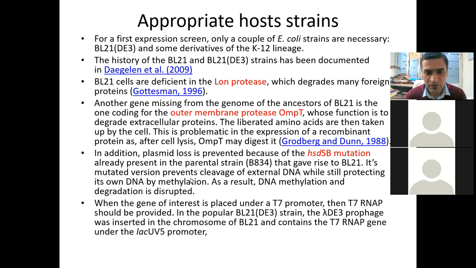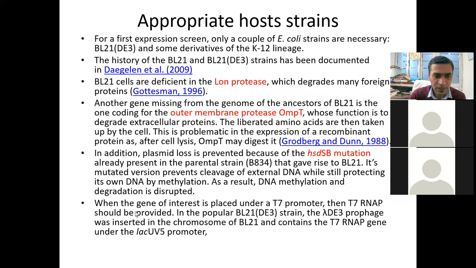It is a mutated version. Its mutated version prevents cleavage of the external DNA while still protecting its own DNA by methylation. So although this mutation prevents the degradation, or the enzymatic cleavage, of the plasmid DNA, it will protect its own DNA from cleavage because it is still able to carry out methylation. And you know that if it is able to do methylation, then it will not be cleaved by those restriction enzymes.